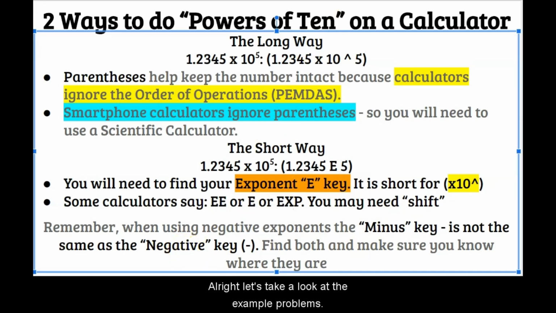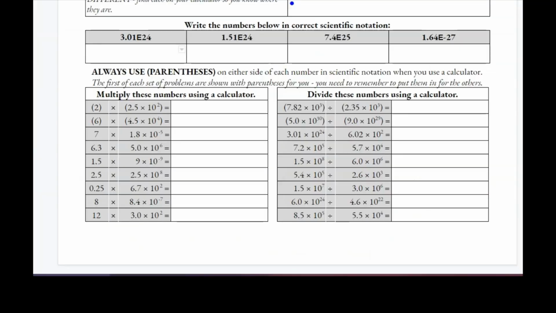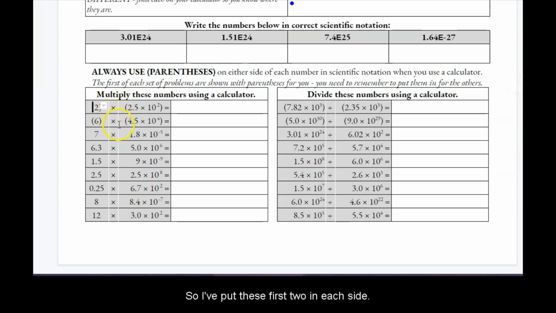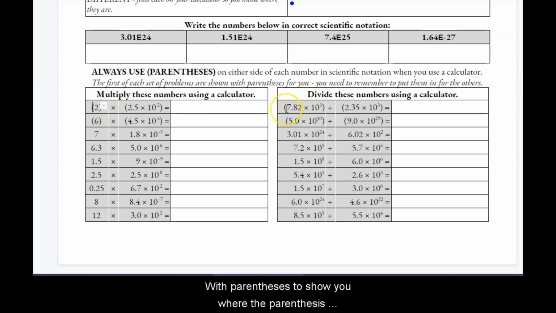Alright, let's take a look at the example problems. So here are the example problems down here. We've got multiply and we've got divide. Now if you look here, there's a reminder to always put things in parentheses. So I've put these first two in each side with parentheses to show you where the parentheses would go, but all the other ones don't show parentheses, but you have to remember to type in the parentheses.